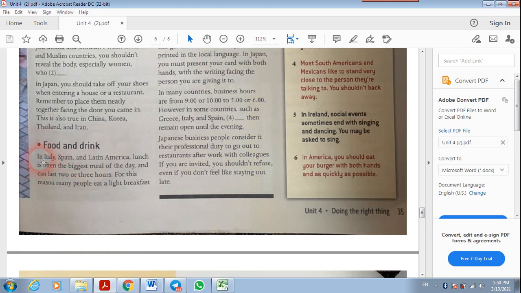Let's go to food and drink. In Italy, Spain and Latin America.